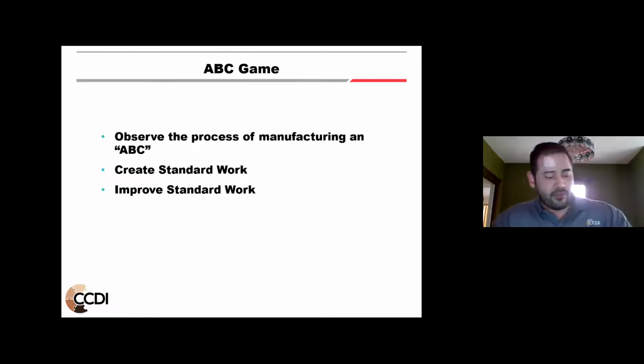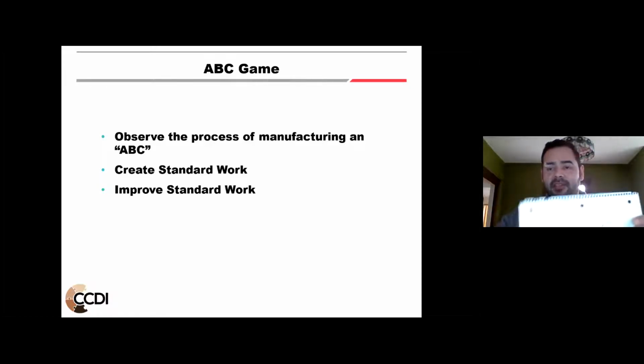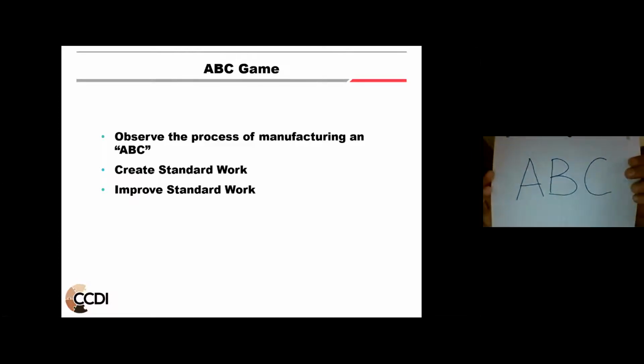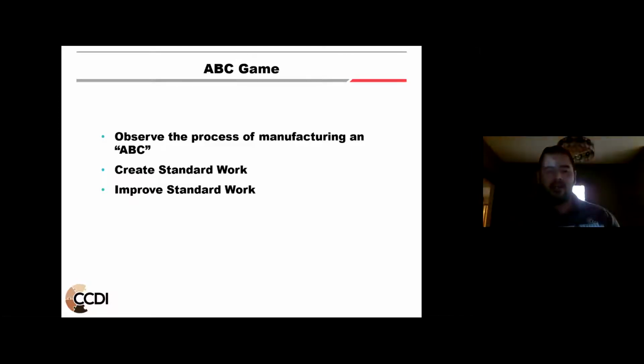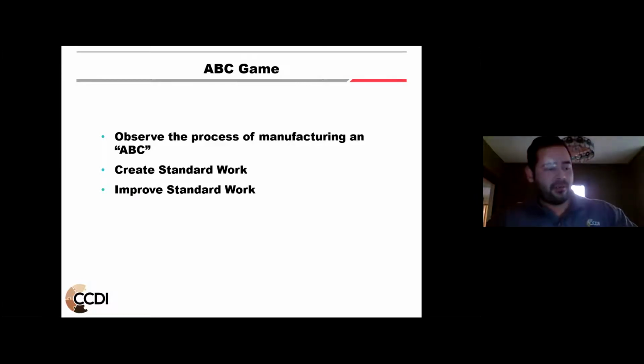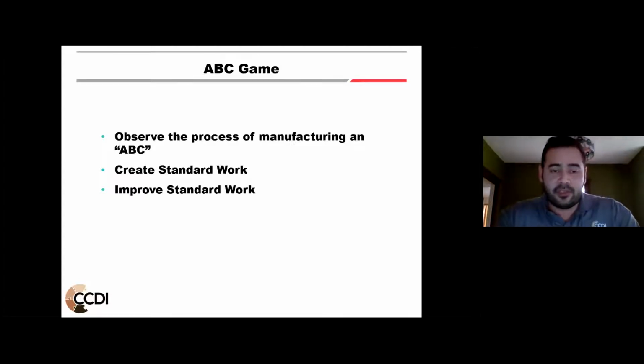So now we come to what I call the ABC game. We're going to observe a very, very simple machine that I have set up here where we produce an ABC. So this is an ABC. Let's see if that camera can focus on it. It's just a piece of paper with the letters A, B, and C. So that's what I'm going to produce. Then we're going to discuss what that process looks like, create very quickly standard work, and then we'll discuss improving our standard work and how to make an ABC better.